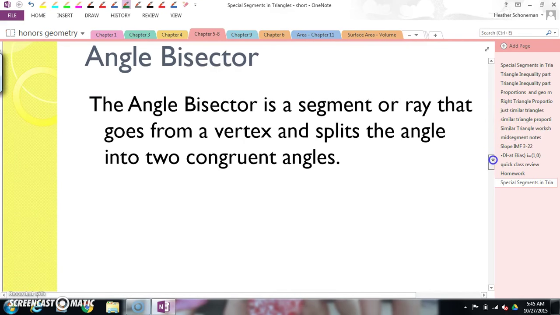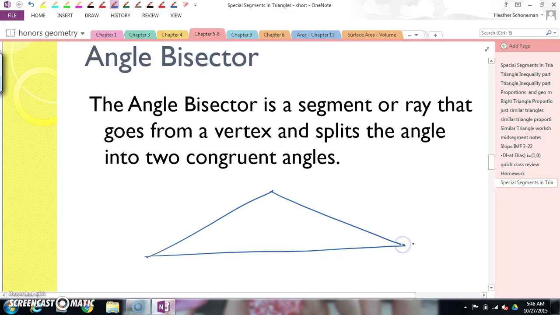All right. An angle bisector. An angle bisector is a segment or a ray that goes from a vertex and splits the angle into 2 congruent angles. We have had this before. Now we're just looking at it in a triangle. So let's draw another triangle. If I go from a vertex and I split the angle in half, and now I've got 2 equal angles, this right here is my angle bisector.